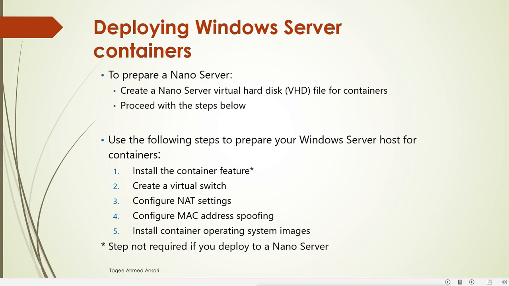Now if we are using the Nano Server deployment like this one, we don't have to prepare the virtualized environment, because we have already installed the Nano Server on Hyper-V. Actually we use it on a Hyper-V virtual machine, so we don't have to do the virtual switch, NAT, and MAC spoofing because it is already done, and then we have created the Nano Server. After that we install the container operating system images.